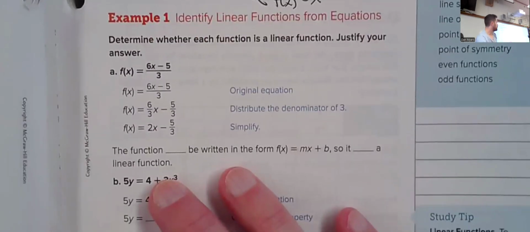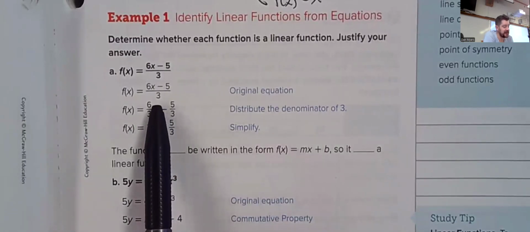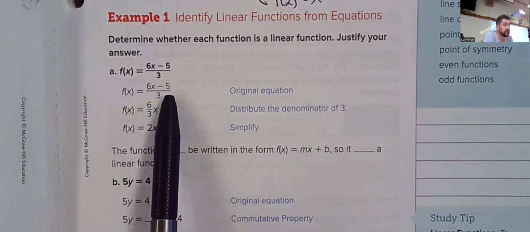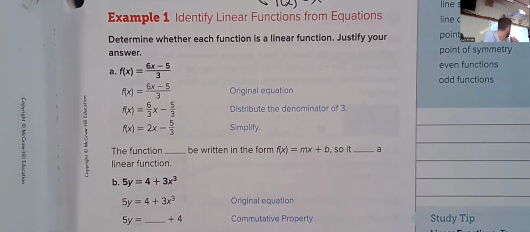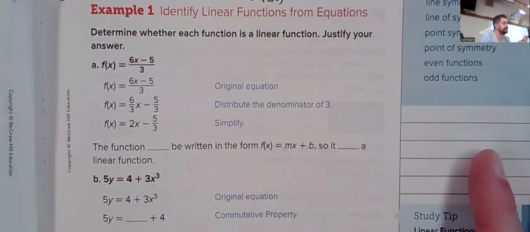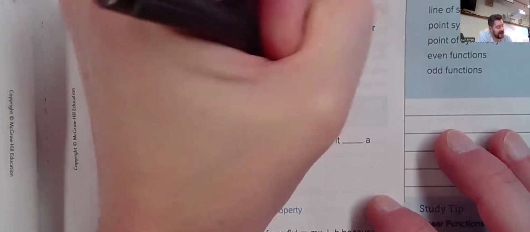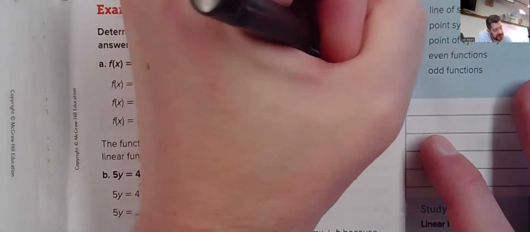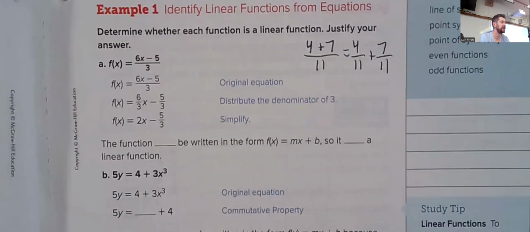So initially, this doesn't look like a y equals mx plus b equation. However, because we have a denominator of 3, that means that both the 6x and the negative 5 can be written separately with their own denominator of 3. You can pull apart a fraction. Because if you have something like 4 plus 7 over 11, that's the same thing as 4 elevenths plus 7 elevenths, because there was a common denominator to put those two things on the same numerator to begin with.